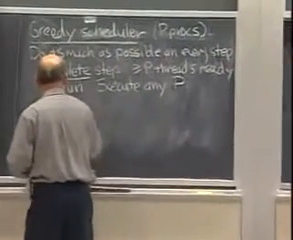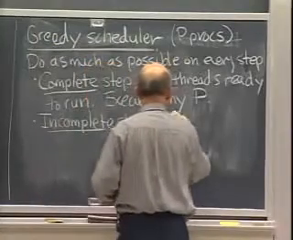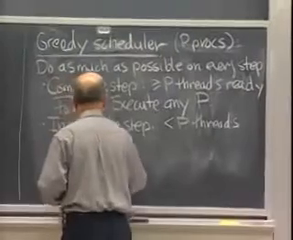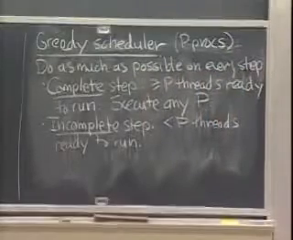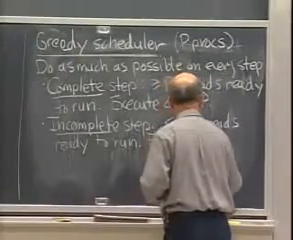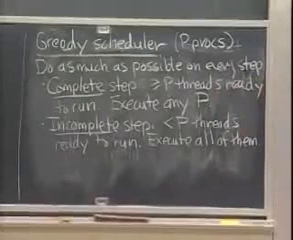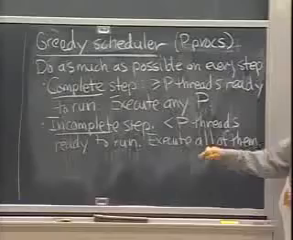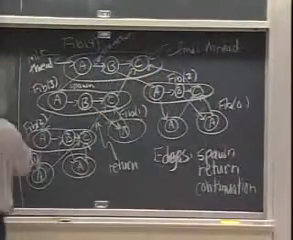The second type of step we're going to have is an incomplete step. This is a situation where we have fewer than p threads ready to run. So what's our strategy there? Execute all of them. If it's greedy, no point in not executing. So if I've got more than p threads ready to run, I execute any p. If I have fewer than p threads ready to run, we execute all of them. So it turns out this is a good strategy. It's not a perfect strategy.